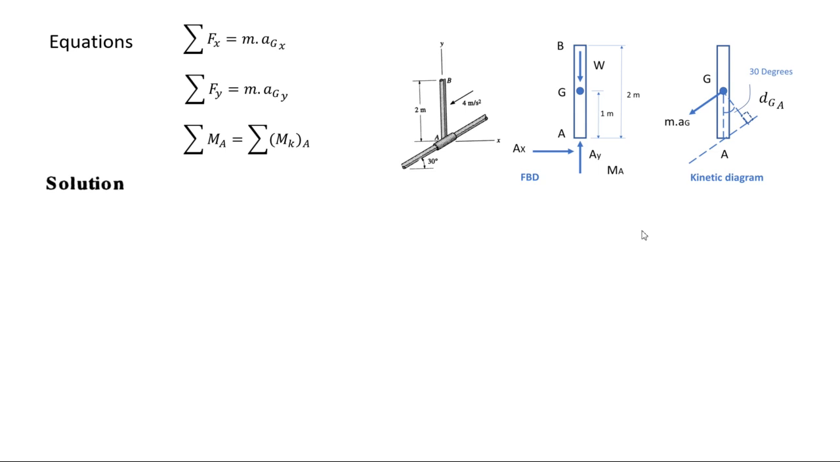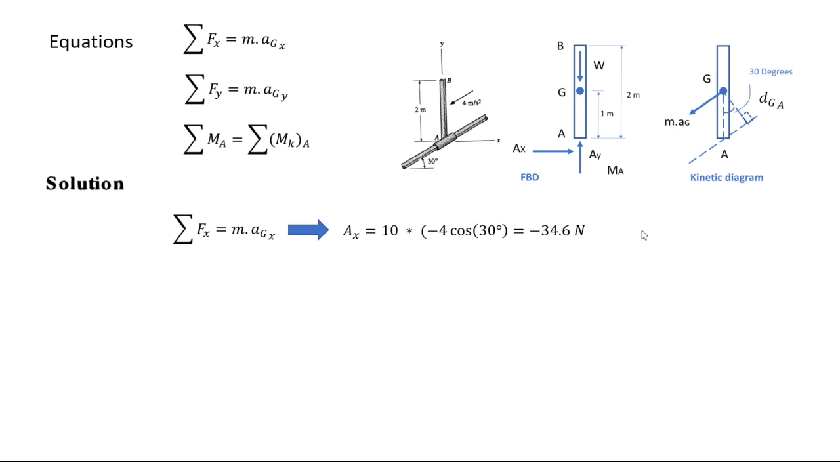So we start with step number one, that the sigma of the forces in the x-axis in the free-body diagram is equal to the mass multiplied by the acceleration in the x direction in the kinematic diagram. And this should be easy because we know the mass is 10 kilograms. We multiply it by the AG x, which is minus 4 multiplied by the cosine of 30, and we can find the answer. So that's what we have. Now, just the AX is unknown, which is equal to minus 34.6 Newton.